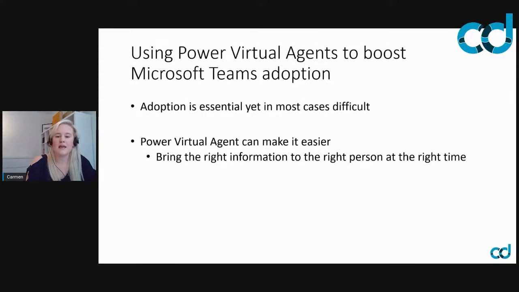And Power Virtual Agents, or a chatbot, an intelligent virtual agent, can make that easier by bringing the right information to the right person at the right time. So by bringing a Power Virtual Agent into the Teams application, people can ask their questions inside the application to the chatbot, who will provide them with an answer. So that is bringing it at the right time and at the right place and to the right person. Really tailoring that response, or when you bring information to your users.